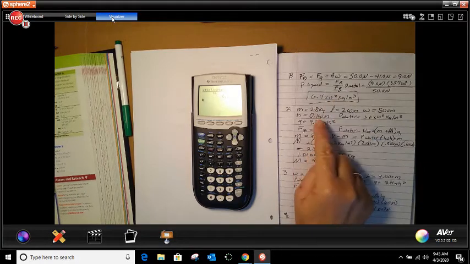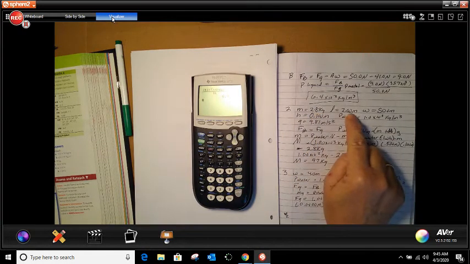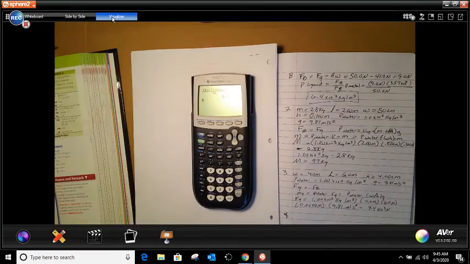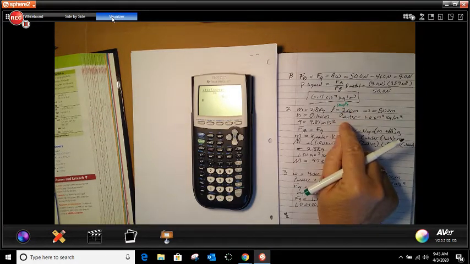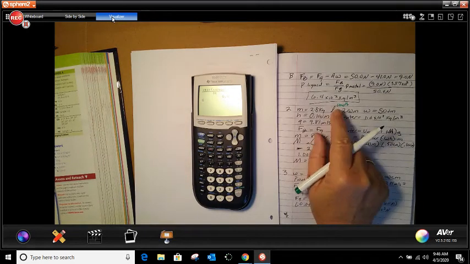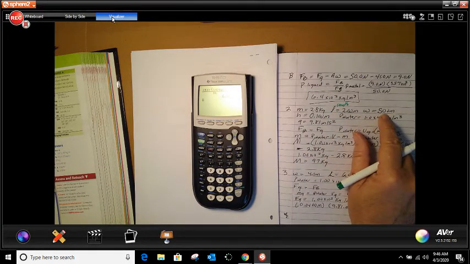Number 2 says a 2.8 kilogram rectangular air mattress is 2.0 meters long. That's the length. That's what that L stands for. When a truck pulls on it, it is 0.100 thick. So it is 2.0 meters wide. It is 0.500, and that's going to be my width.